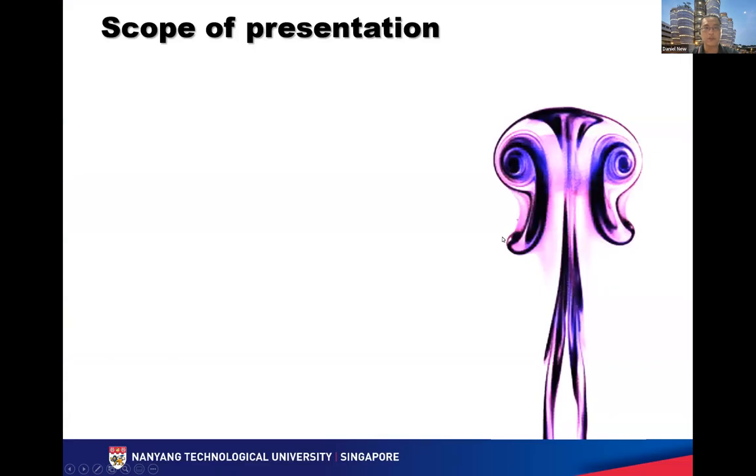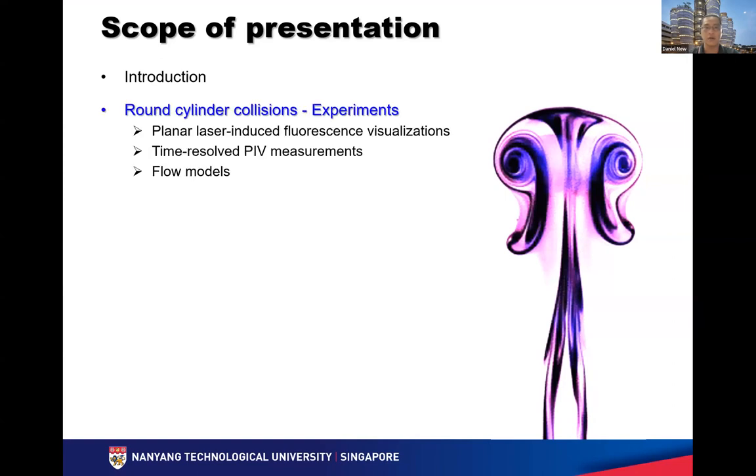Okay, so this will show the scope of my presentation today. I will kick things off by giving a brief introduction of what sort of work has been done on vortex ring collisions, what sort of scenarios have been looked at, before going to what I have got to present today. And that will be on round cylinder collisions, whereby I'll showcase some of the results that we got from some of our earlier experiments, through the use of laser-induced fluorescence visualizations, some time-resolved PIV measurements, and the flow models that we propose to explain the flow dynamics.